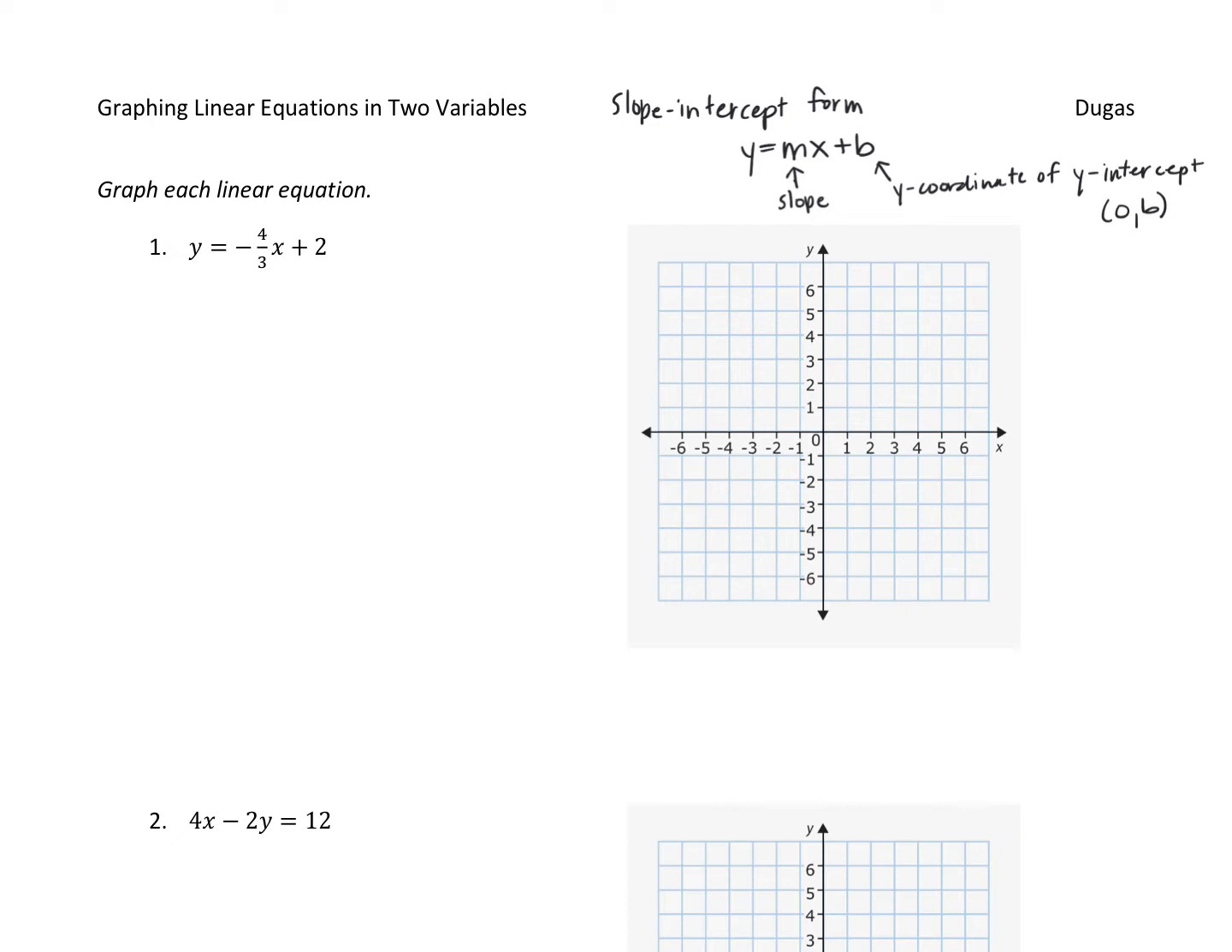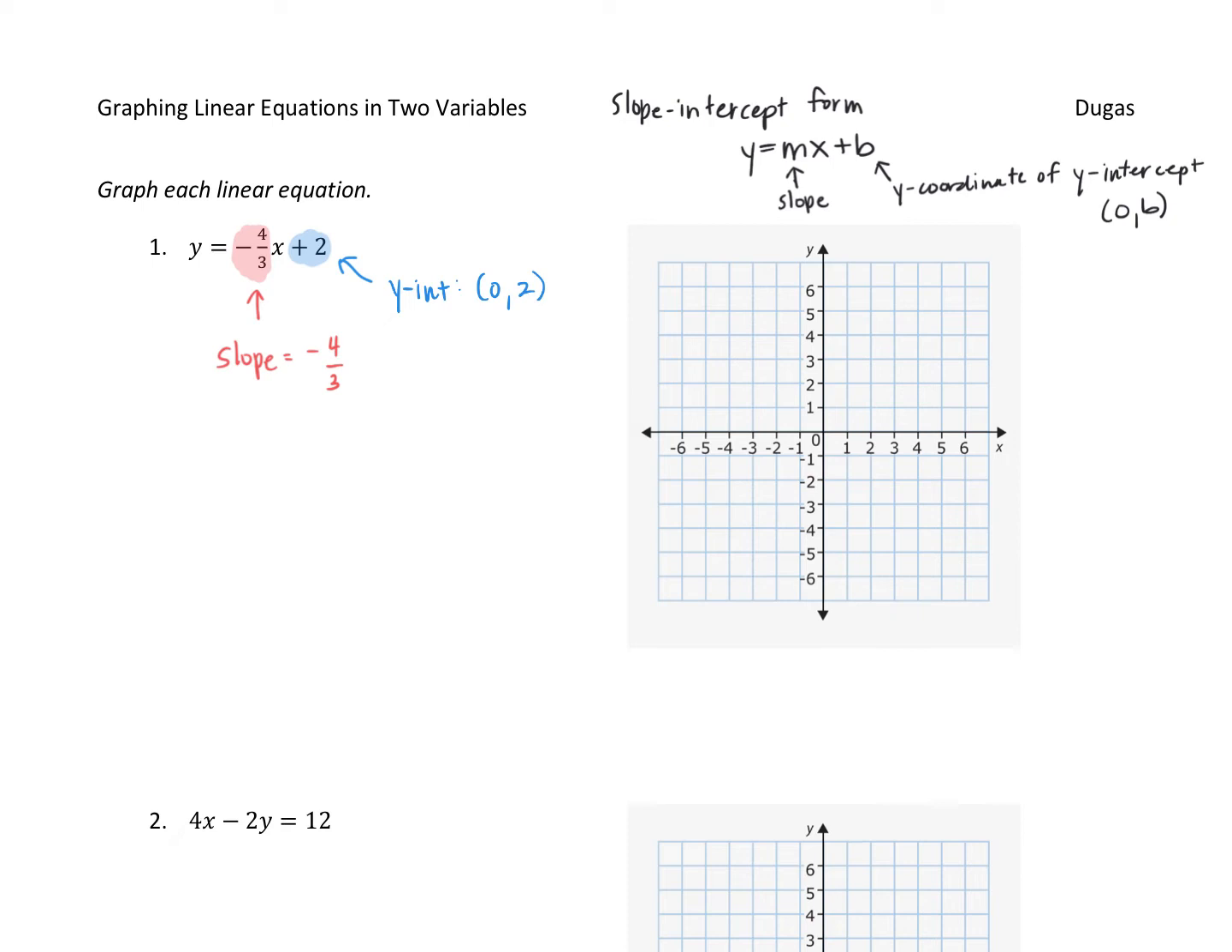If we look at number 1, it's in slope-intercept form, so we can easily pick out the slope. So negative 4/3 is the slope. Notice I didn't say negative 4/3 x. The x is not part of the slope. The slope is just the number in front of the x, the coefficient of x. The m, that's the slope. The b is 2. That is the y coordinate of the y-intercept. So the y-intercept is (0, 2).